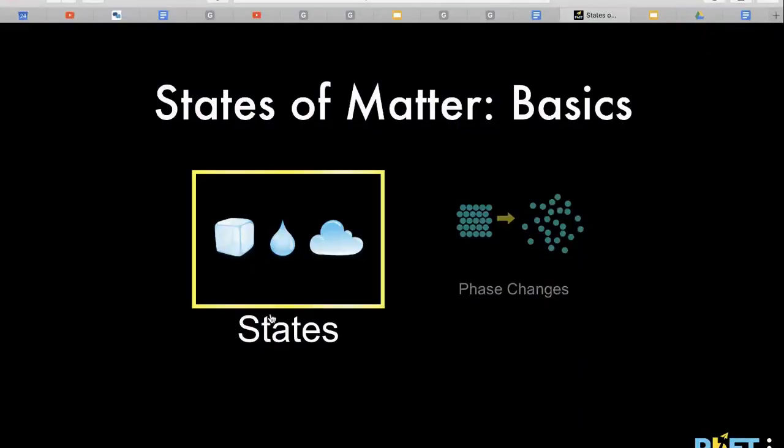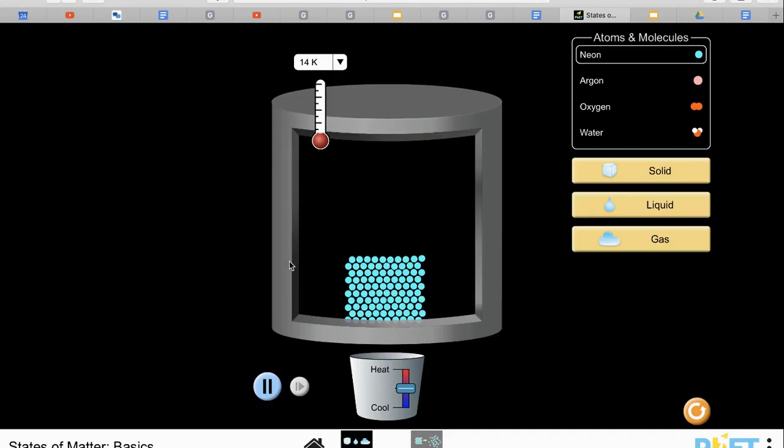So in this PhET simulation, maybe if we can get to the PhET simulation. So in this PhET simulation, it shows states of matter. And so we took a look here. Here we have solid neon gas at 14 Kelvin. That's pretty darn cold. But you can see that even at this temperature the atoms of neon are still wiggling a little bit. They still have some kinetic energy, some movement.